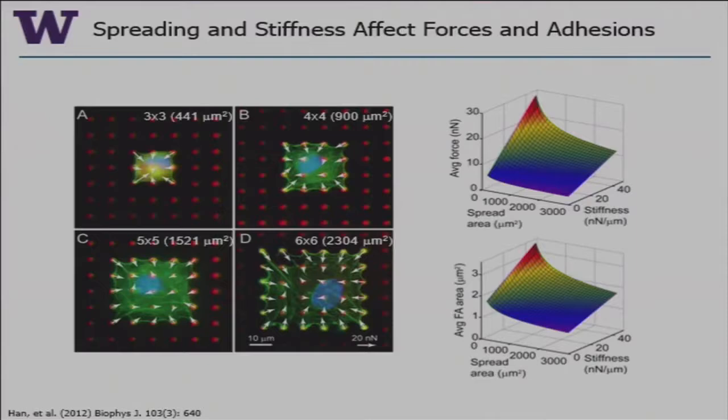And what we found here was that by increasing the spread area, you're able to increase the amount of force that these cells generate. At the same time, you can also increase the stiffness of the environment to also increase the forces. And likewise, where you see these forces being applied, you're also seeing larger focal adhesion areas at those positions.